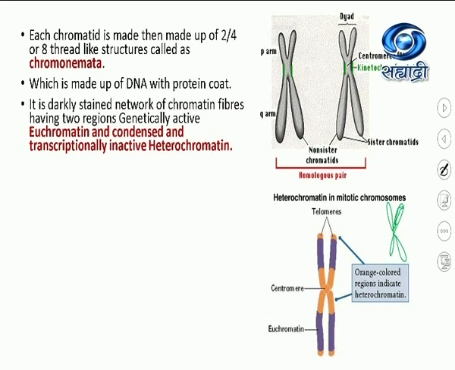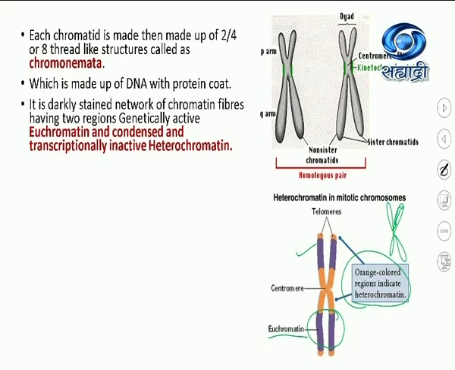It is a darkly stained network of chromatin fibers having two regions. This picture is very nice. You can see here, there are two types of regions. One region is darkly stained, the other is lightly stained. The genetically active euchromatin and the condensed, transcriptionally inactive heterochromatin are present. You can see in this picture, this is euchromatin. What is euchromatin? It is a little bit lightly stained. It is genetically active. It will participate in protein synthesis. Whereas the heterochromatin, the other region, which you can see stained with orange color, is the inactive part. So I hope you understood the two regions of chromosome, euchromatin and heterochromatin.